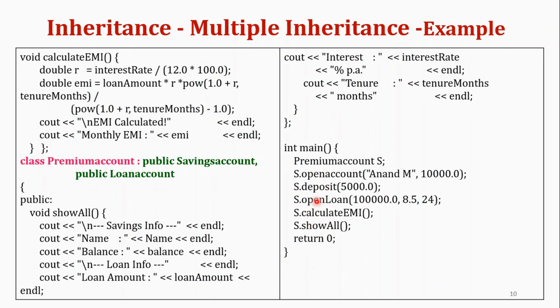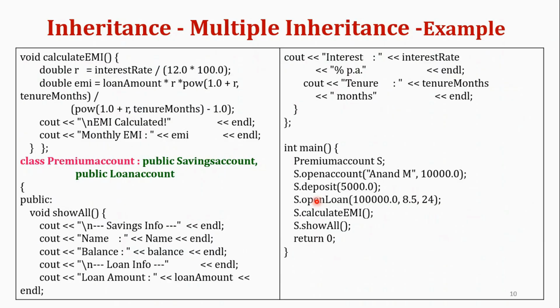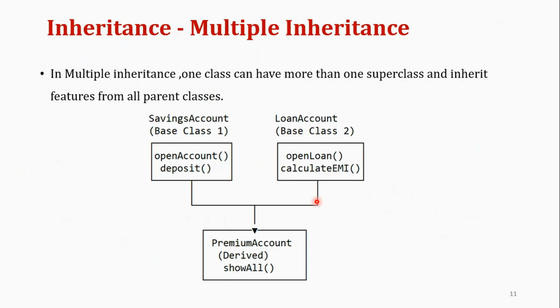So just go through the code. I'm just explaining how the inheritance happens, object creation, and member function invocation. What is there inside every function? Just go through it. It's a calculation only, simple statements only. Okay. So this is the example of multiple inheritance.